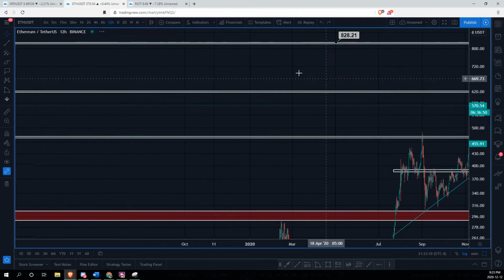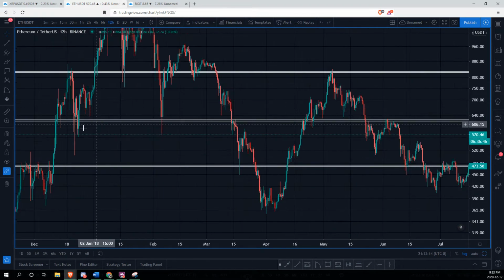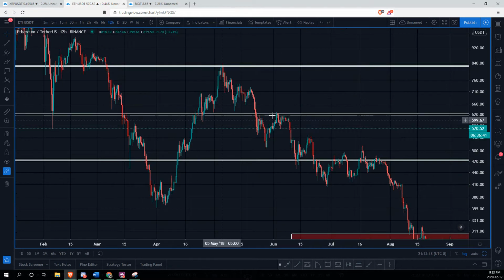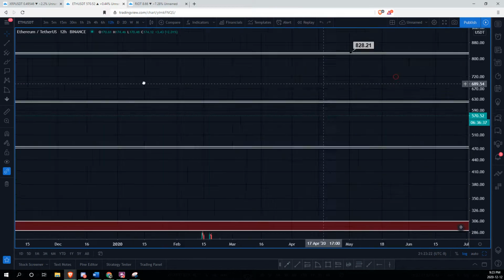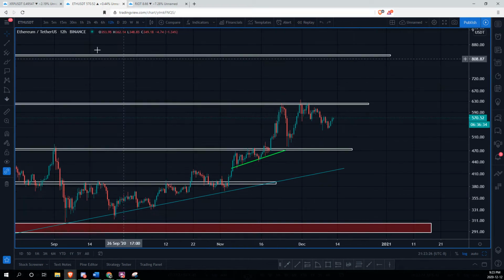And we do look back and zoom out. We can see it was a previous level of support. Support turned into a little bit of a resistance. And we can see overall it is a zone of significance. So if we're looking at that 630, 620 zone, that's going to be a major level of resistance.